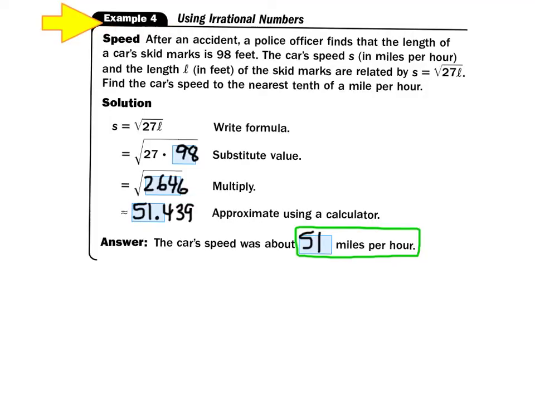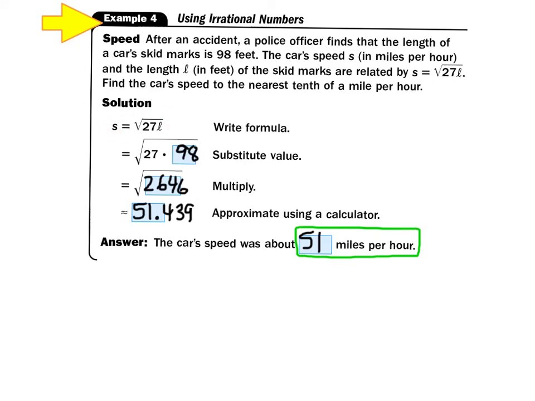Okay, so look at example 4, using irrational numbers. So after an accident, a police officer finds that the length of a car's skid mark is 98 feet. The car's speed in miles per hour and the length in feet of the skid mark are related by this equation. S equals radical 27L. Find the car's speed to the nearest tenth of a mile per hour.